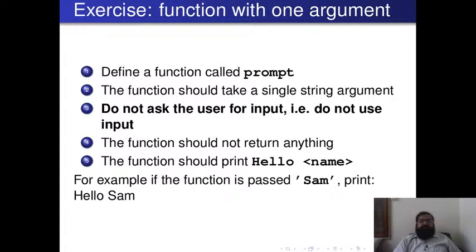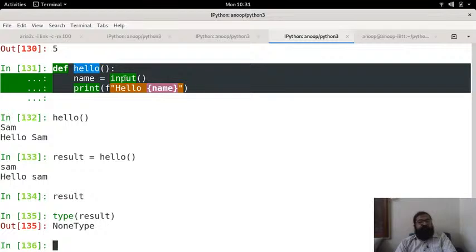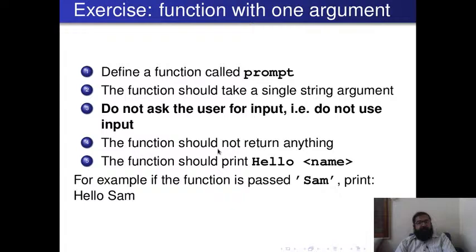Next is a function with one argument. You define a function called prompt. The function should take a single string argument. Do not ask the user for input, that is, do not use the function input. The function should not return anything. The function should print hello name. For example, if the function is passed Sam, print hello Sam. So you have to modify this particular function into a different way, where you are passing the string to the function. The function should take a single string argument.